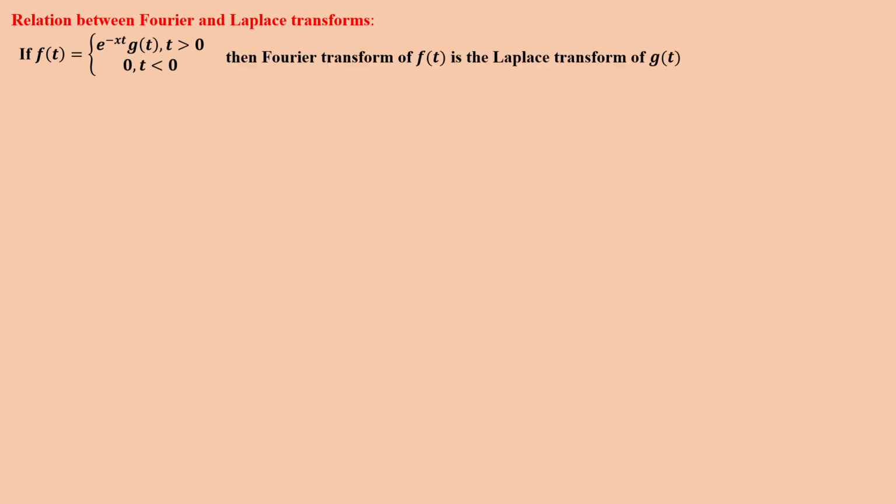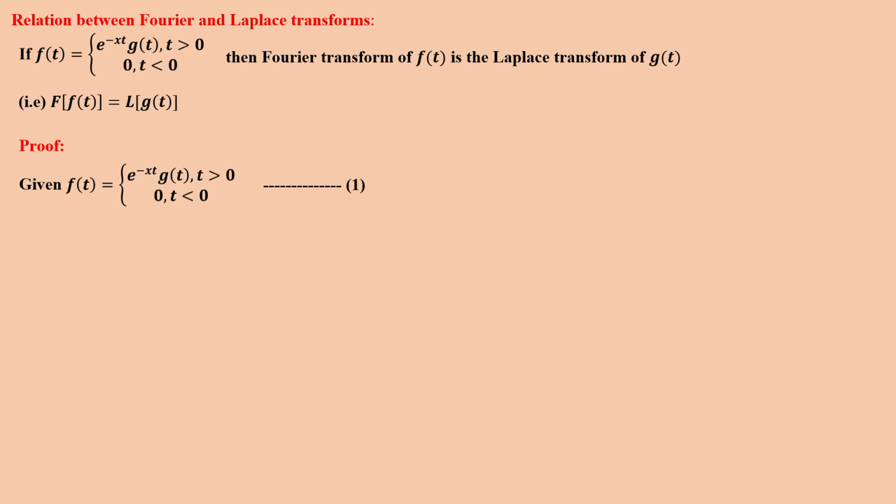So, the relation between Fourier and Laplace transformation. If f(t) is equal to e^(-xt) g(t) for t greater than 0, and 0 for t less than 0, then the Fourier transform of f(t) is the Laplace transformation of g(t). That is, the Fourier transformation of f(t) is equal to the Laplace transformation of g(t). We'll see the proof. Given f(t) equal to e^(-xt) times g(t) for t greater than 0, and 0 for t less than 0. That is equation number 1.